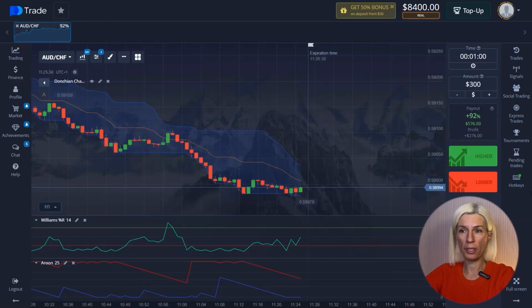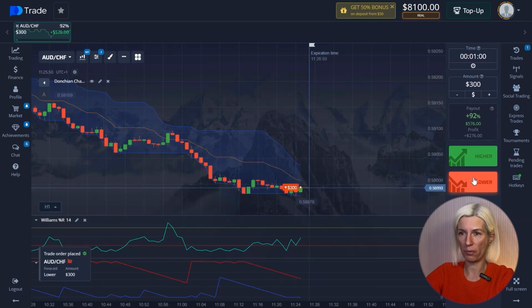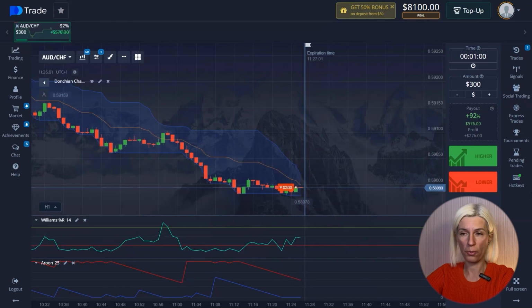Here is the broker's trading platform and the price chart of the Australian dollar Swiss franc currency pair, as well as three indicators: the Donchian channel, the Williams percent range, and the Aroon indicator. And to begin with, we will open a $300 down trade for 1 minute. When making this decision, I took into account the presence of a sideways movement of the price, which lasted more than 20 minutes, and since we're trading on the M1 time frame, this is a significant period for us.